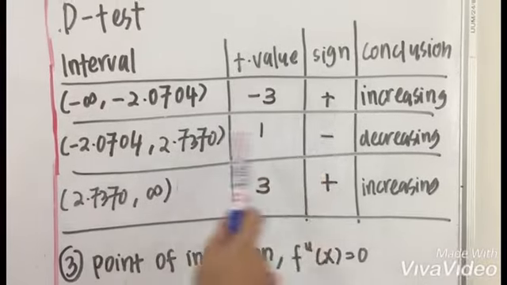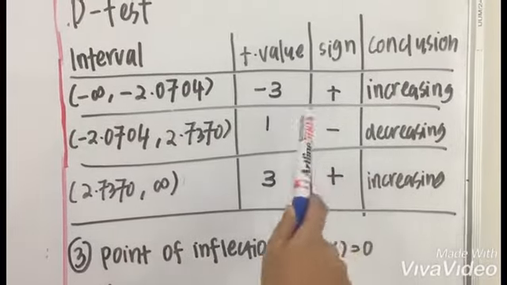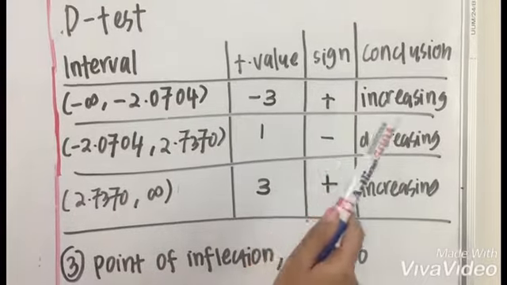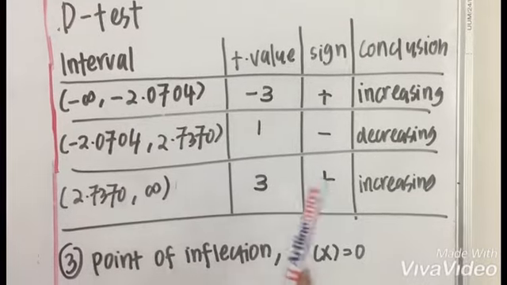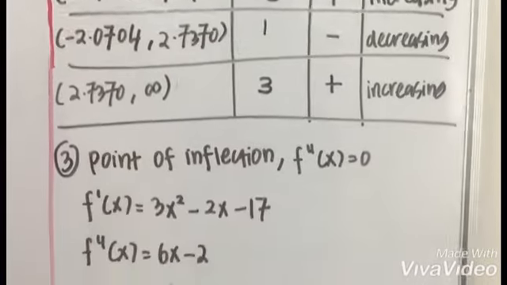And the sign for the first interval is positive, where the conclusion is increasing. For the second interval, negative, it is decreasing. And lastly, for the third interval, positive, where the conclusion is increasing.